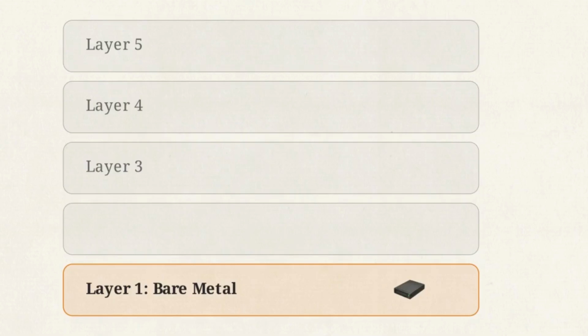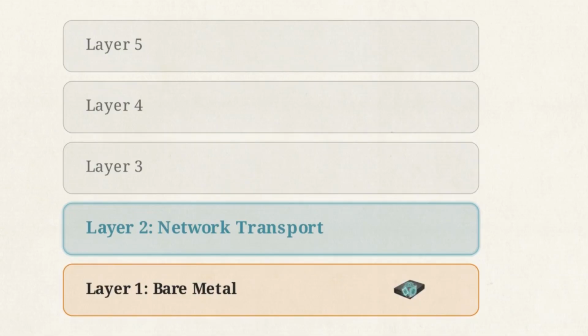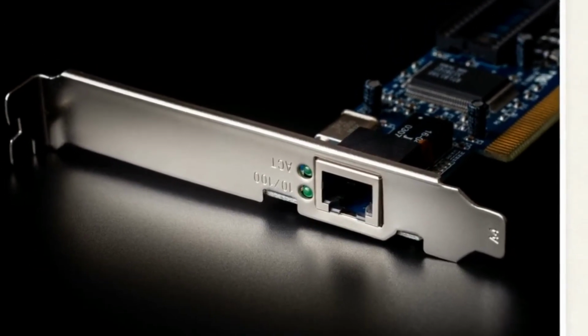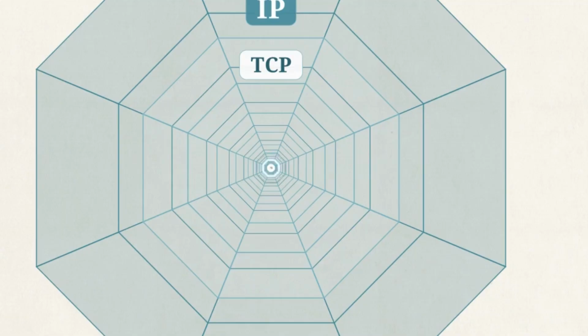To move data beyond the local machine, we use Layer 2, Network Transport. A Network Interface Card, or NIC, serves as the bridge, identified by a unique Media Access Control address. This hardware provides the physical exit point for digital information. Transit occurs across the TCP/IP stack, the global standard for navigating the internet.